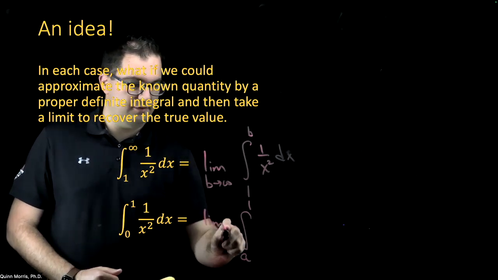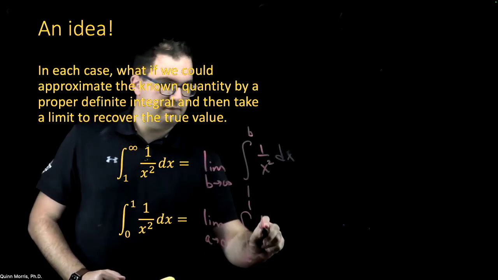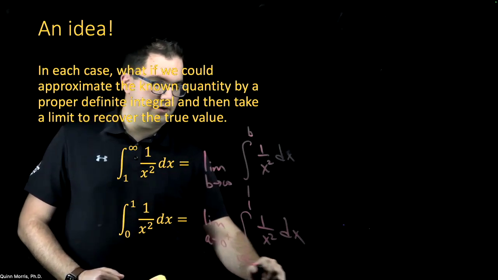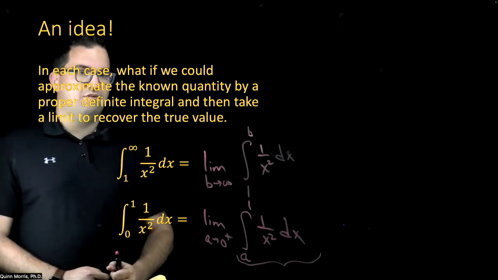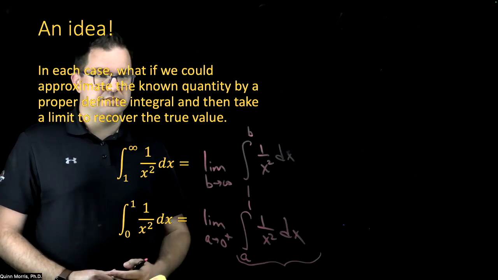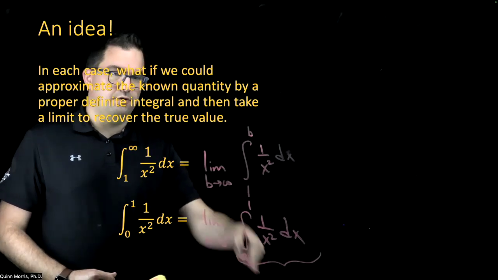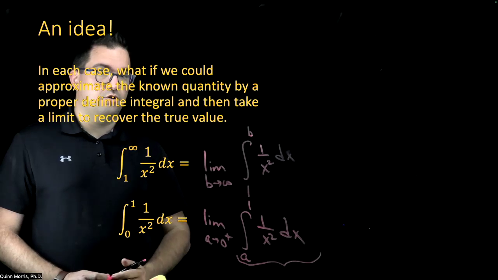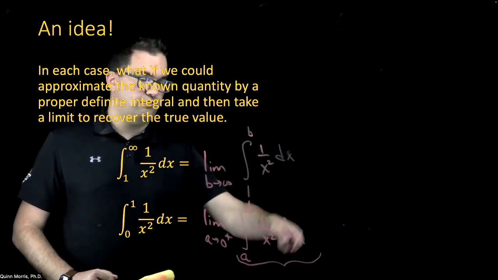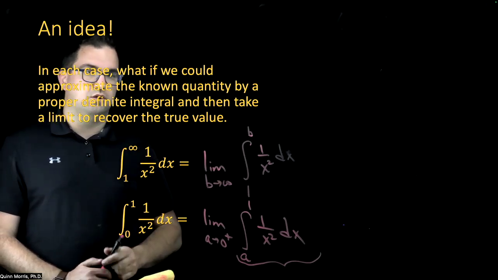So I'm going to take a limit here as a goes to 0 from above of 1 over x squared dx. Now again, for any value of a greater than 0 and less than 1, actually any value greater than 0 will work, this integral will be well defined because this function is continuous on the interval from a to 1 as long as a is greater than 0. So I can calculate this integral for any of those a values and then see what happens as I let a get closer and closer to 0.